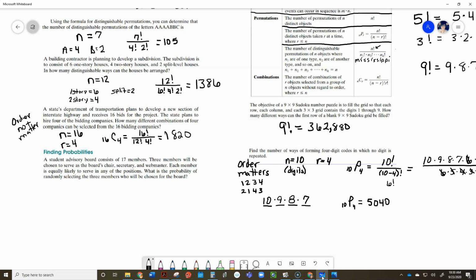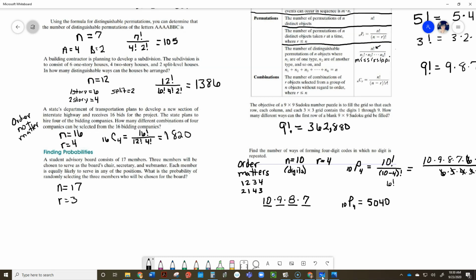A student advisory board consists of 17 members. There's my total number of objects. I've got 17 members. 3 members will be chosen to serve as the board's chair, secretary, and webmaster. So since these are named, then order does matter. Oh, I'm choosing 3. Let me go back and put this. Since they're named, then it does matter.